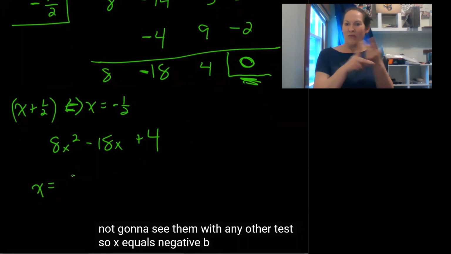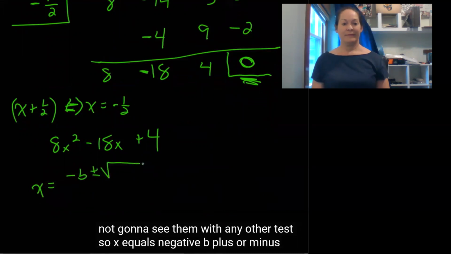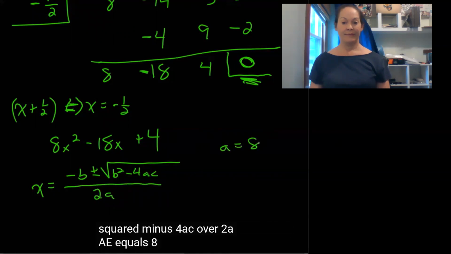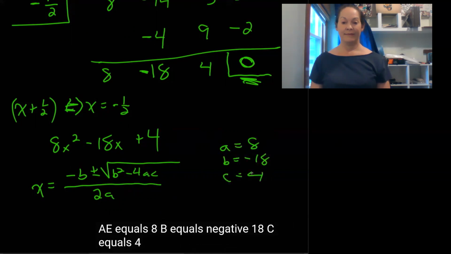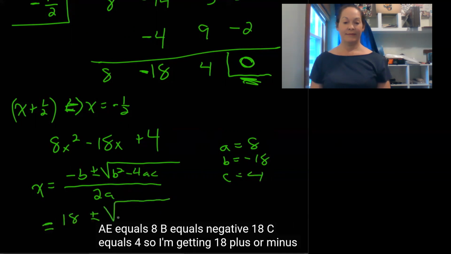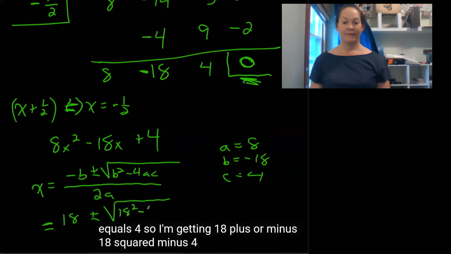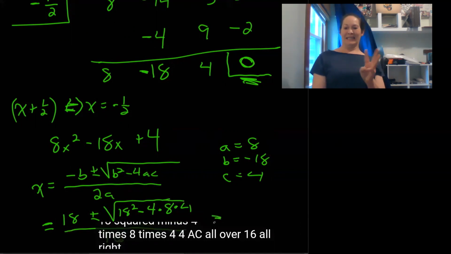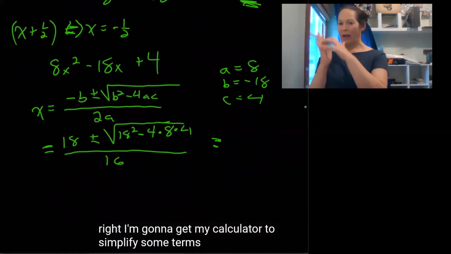x equals negative b plus or minus the square root of b squared minus 4ac, over 2a. A equals 8, b equals negative 18, c equals 4. So I'm getting 18 plus or minus the square root of 18 squared minus 4 times 8 times 4, 4ac, all over 16. All right, I'm going to get my calculator to simplify some terms out for me here.